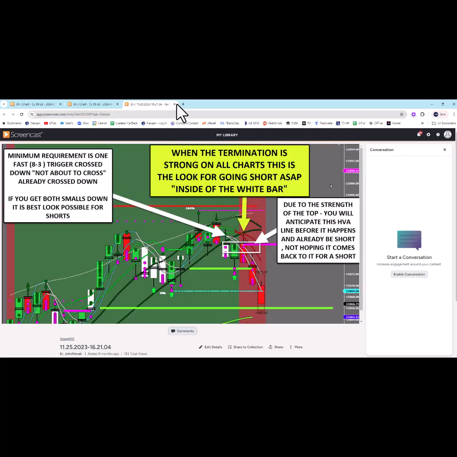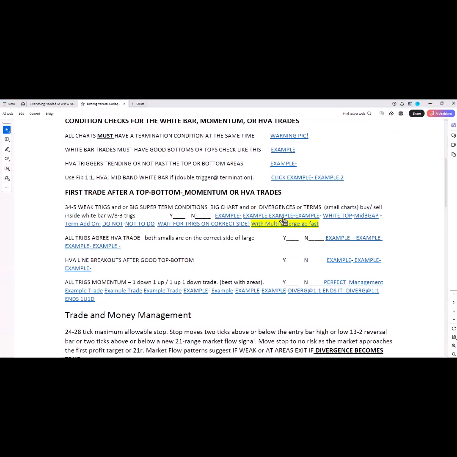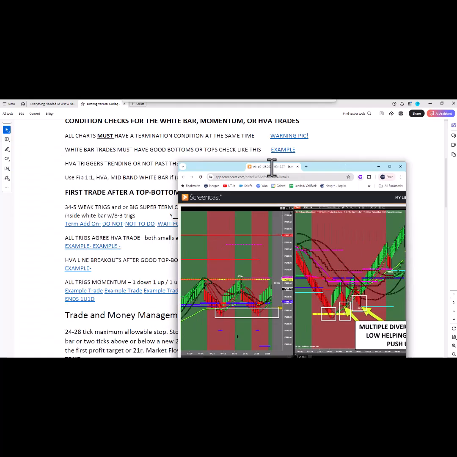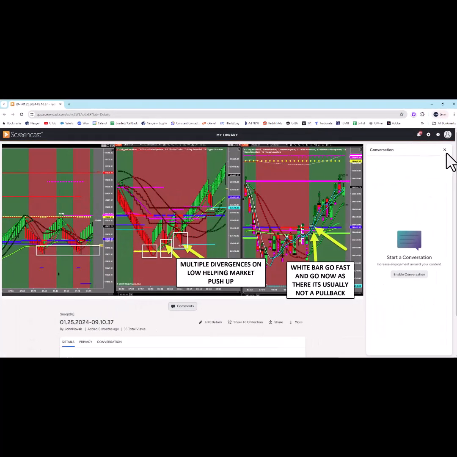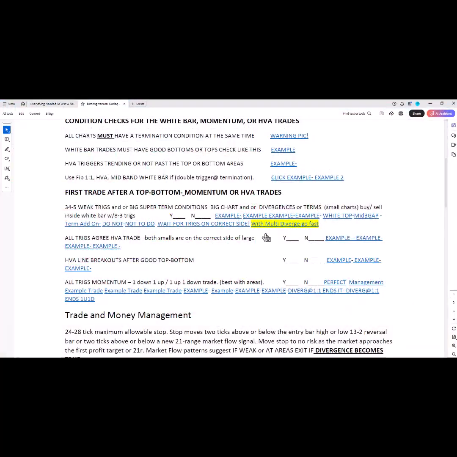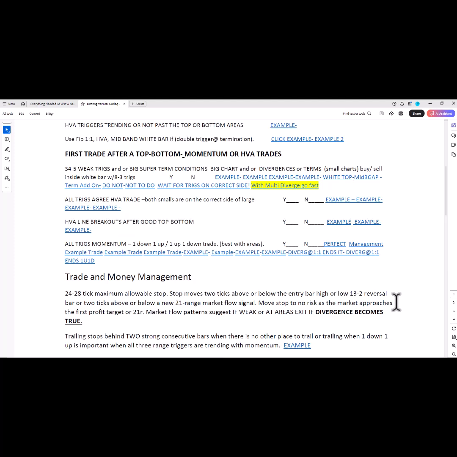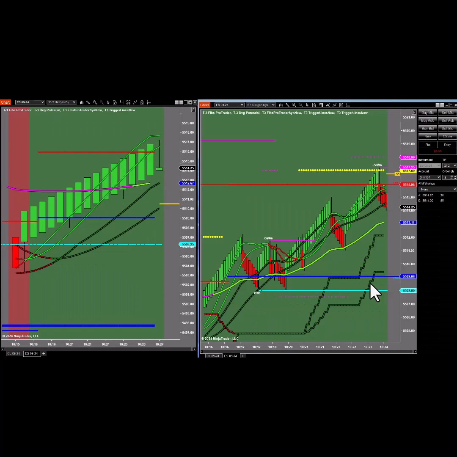I don't think I have an exact picture. Let me see. Let's see. I'm just trying to look. Yeah, it's not a great picture for it. Anyway, long story short, momentum trades are all going to be the same thing. Strong, strong, strong, strong, strong. Triggers on the right side.